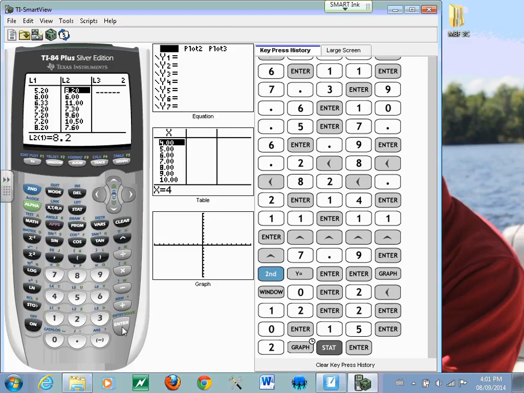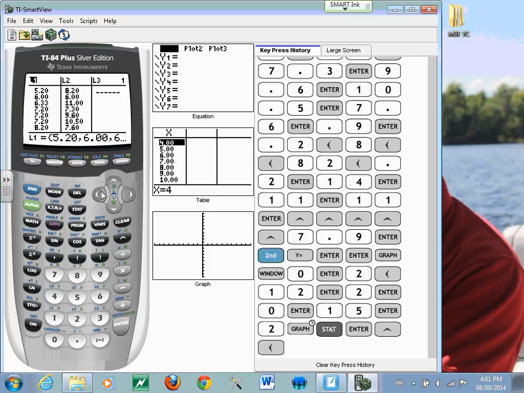Okay, that looks good. Okay, and then it says, since the formula involves the radius and the diameters, move the cursor to the heading of L1. So I'm going to take my cursor and move it up onto the heading of L1. And it says press second 1 divide 2. So what we're doing is we're taking the diameter and dividing it by 2.